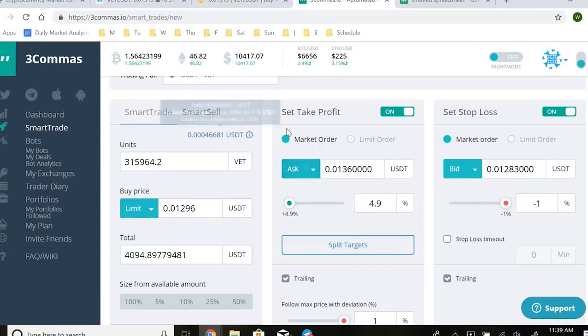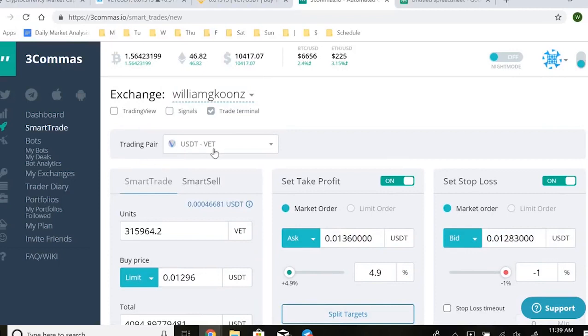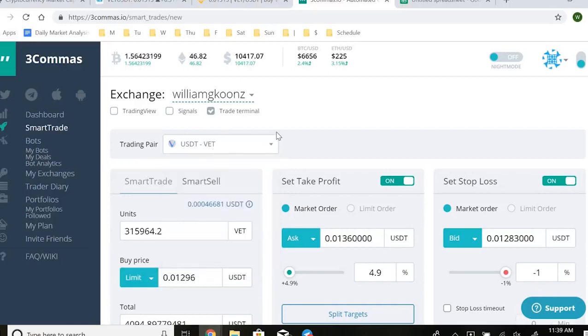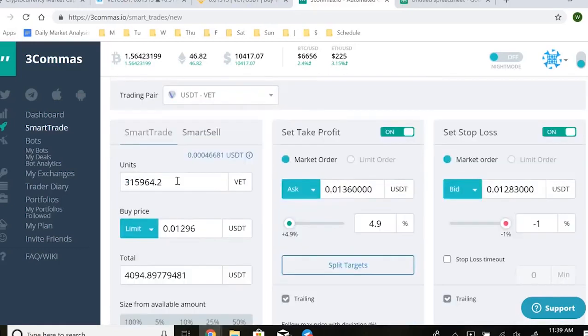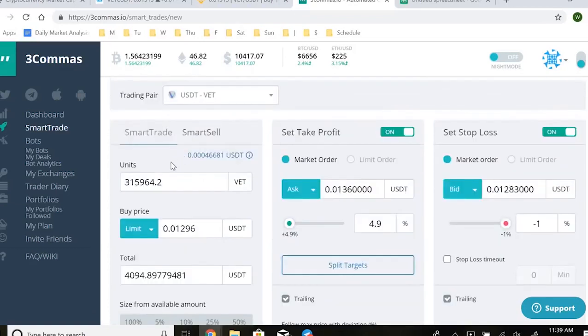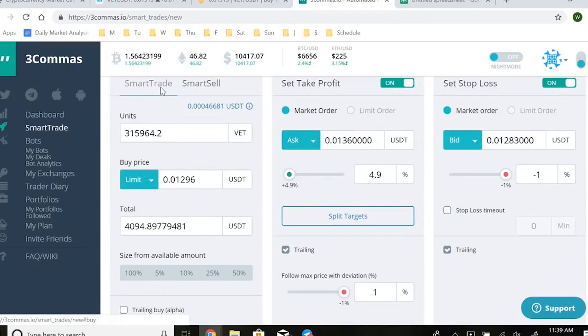So starting off, once you get here, you're going to first want to select the trading pair. So for me, I select USDT and VET because that's the pair I want to trade. And then you come down here to these three little panels. So you have Smart Trade, Smart Sell, Set Take Profit, and then Set Stop Loss. So starting off with the first column, we're just going to focus on this. Smart Trade is basically to buy, and Smart Sell is to sell.